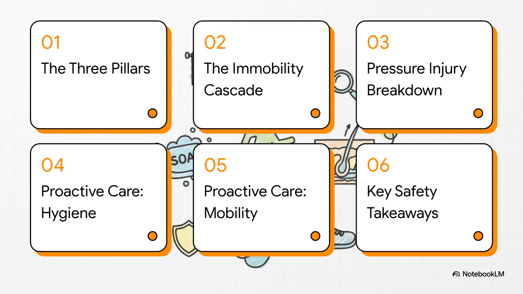So, here's our game plan. We'll kick things off with our three pillars. Then we're going to trace the dangerous domino effect of what I call the immobility cascade. After that, we'll do a deep dive on pressure injuries, from the risks to the actual staging. Then we'll flip the script and talk about proactive care, starting with hygiene, then mobility, and we'll wrap up with the absolute must-know safety rules you'll need for your exam.